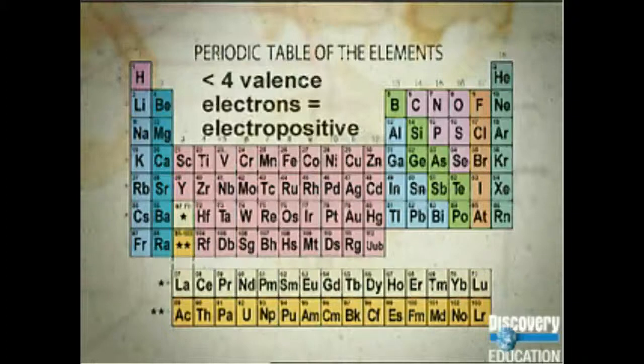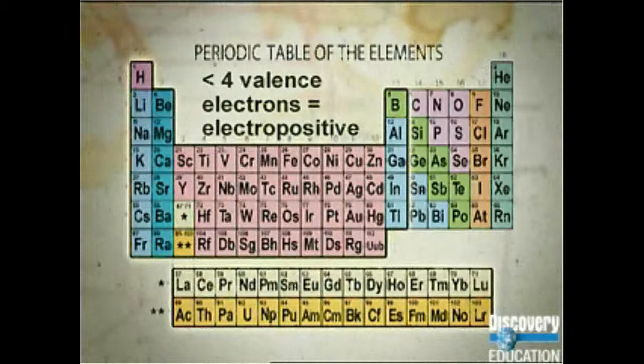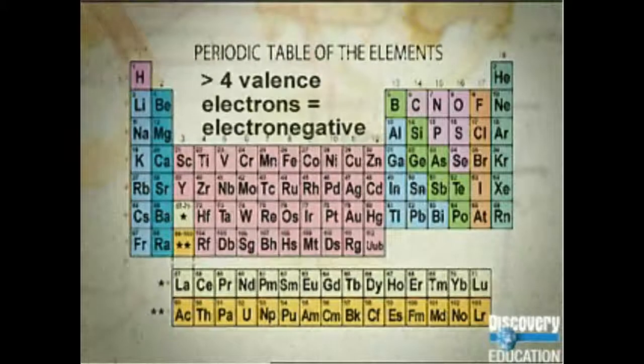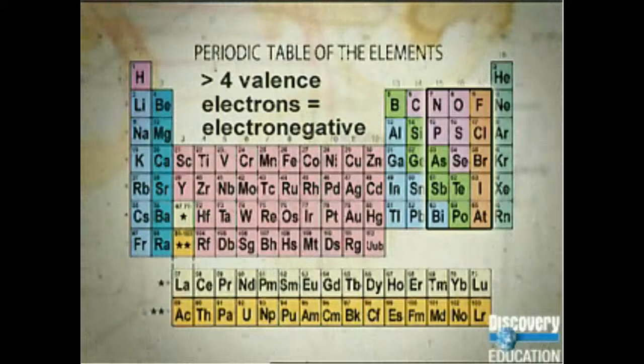If an element has less than 4 valence electrons in its outermost shell, as most metals do, it is electropositive, which means it tends to give up its valence electrons to other elements during chemical reactions. If an element has more than 4 valence electrons, as nonmetals do, it is electronegative, which means it grabs electrons from other elements during reactions to fill its outermost shell.